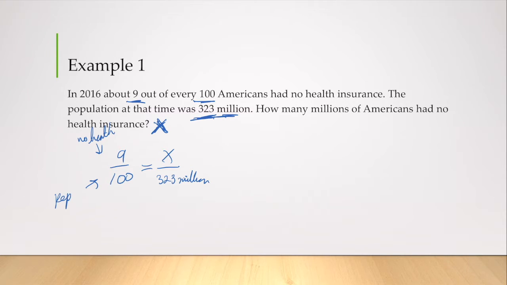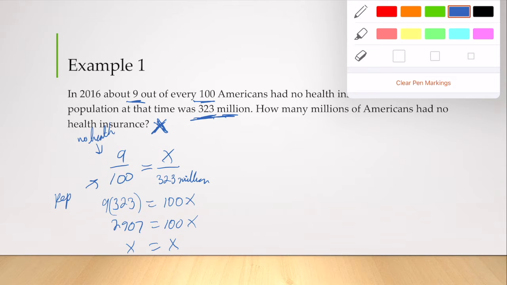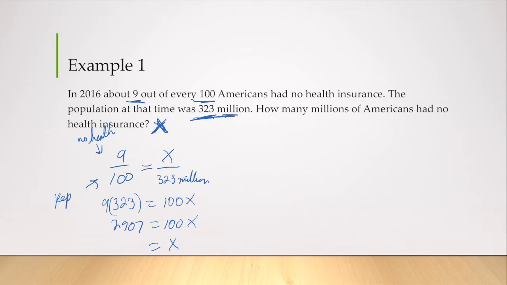I can solve this proportion by cross multiplying. I'm going to take 9 times 323 is 100 times x. That gives me 2,907 is 100x. So x equals, if I divide both sides by 100, 29.07. But remember, we're working in millions. So how many Americans had no health insurance? About 29.07 million.